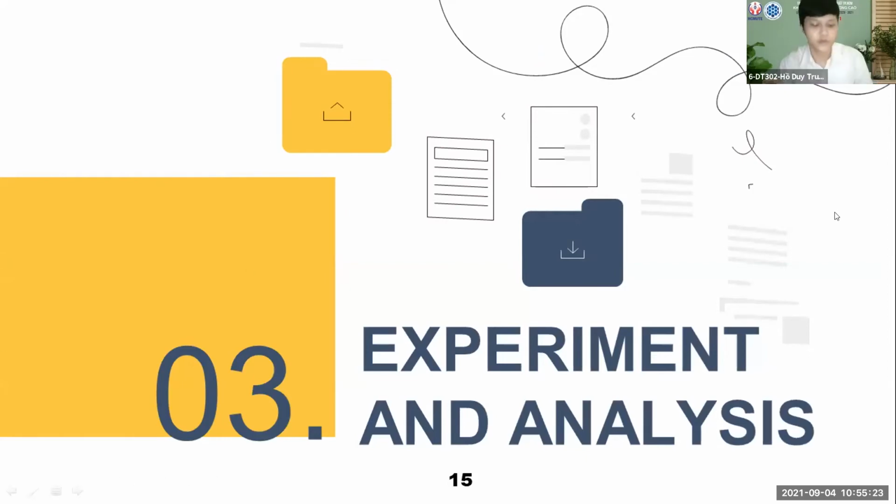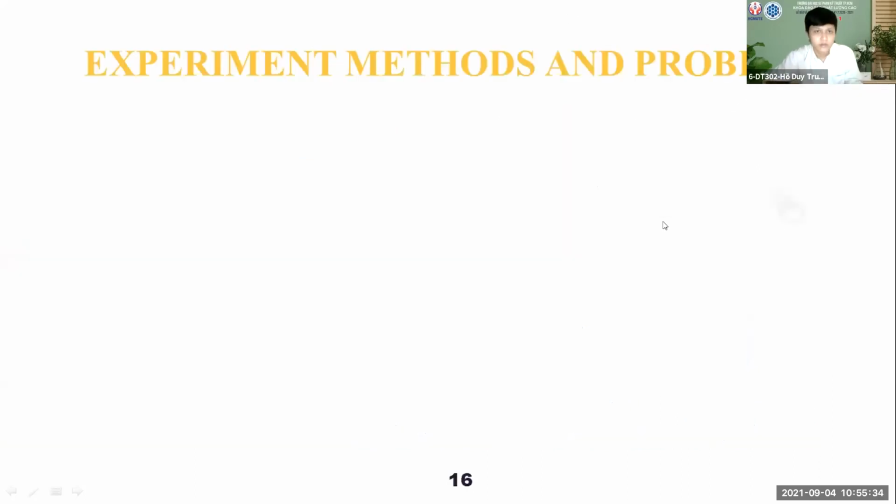My name is Trân and I will continue our presentation right here. So we're coming to the third section about the experiment and analysis. Before we upgrade our system, there are errors that occur at the main part of the machine. For each error, we have come up with a different solution, and here is the first one.